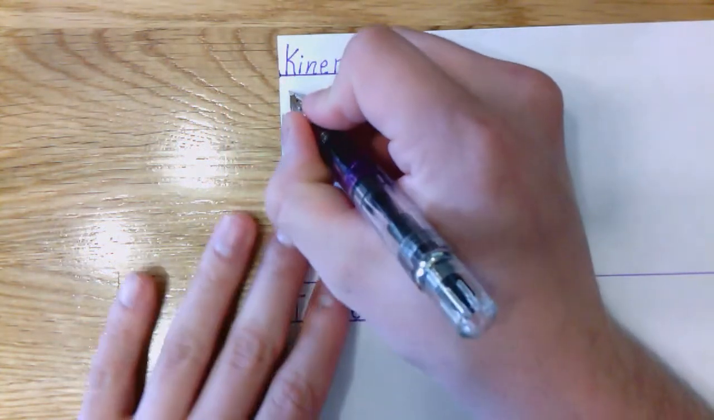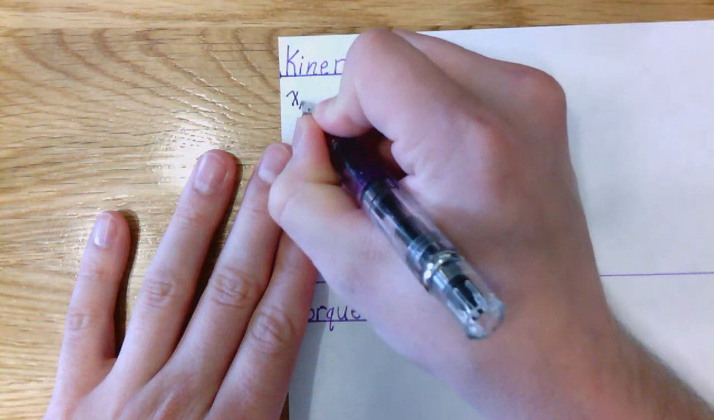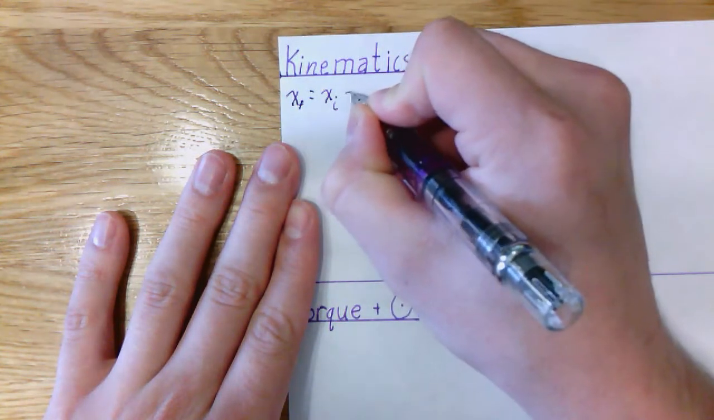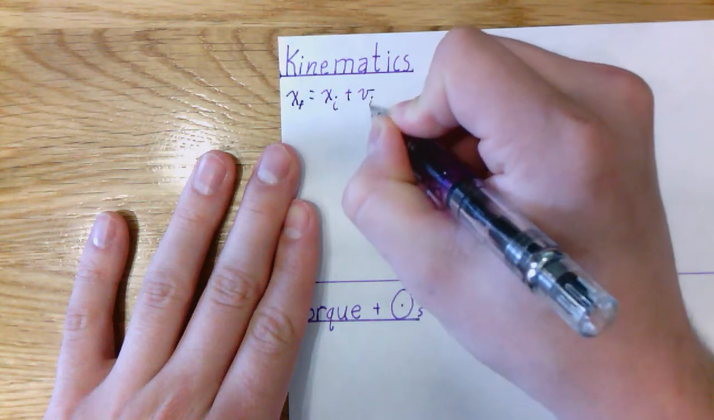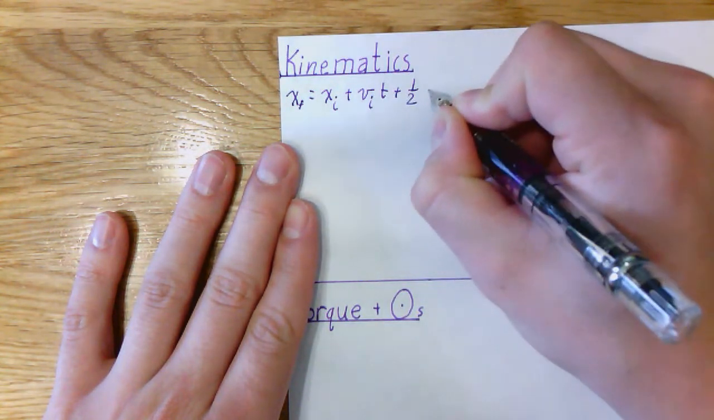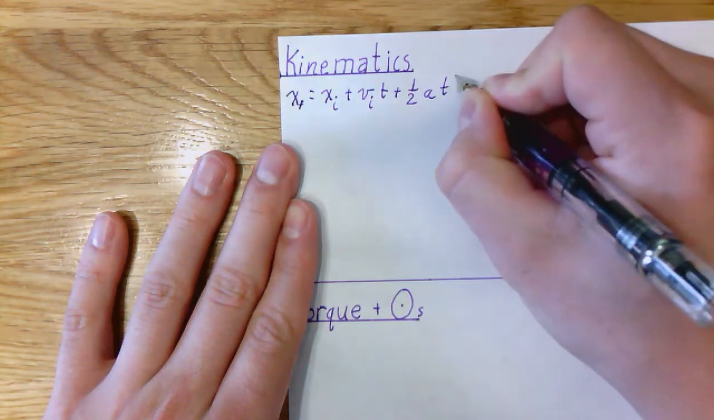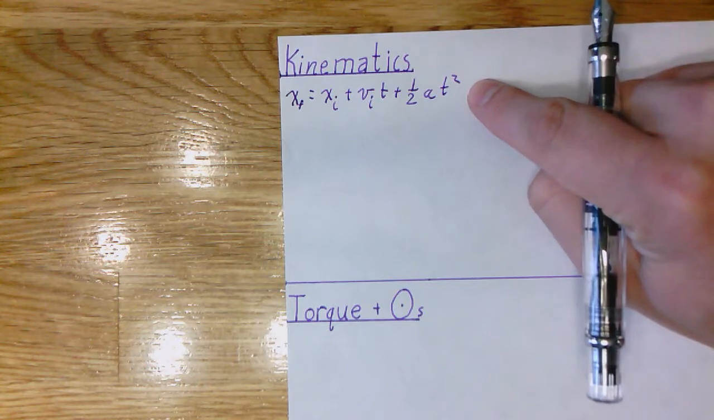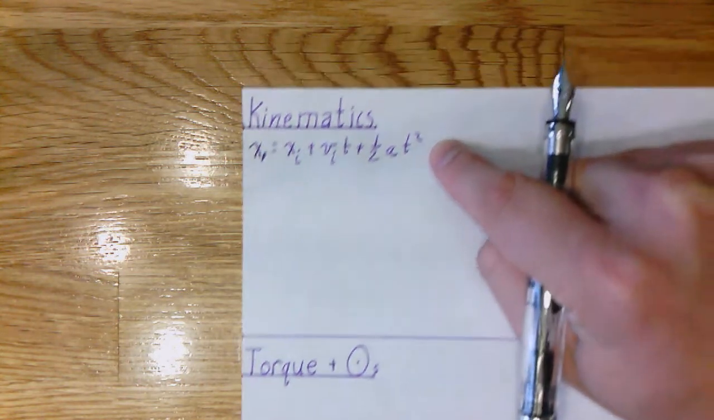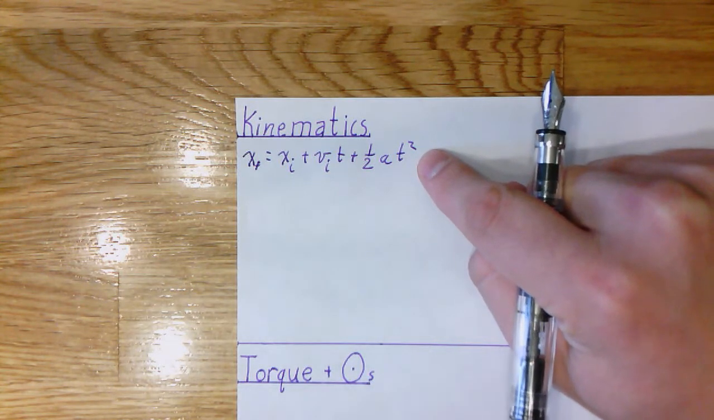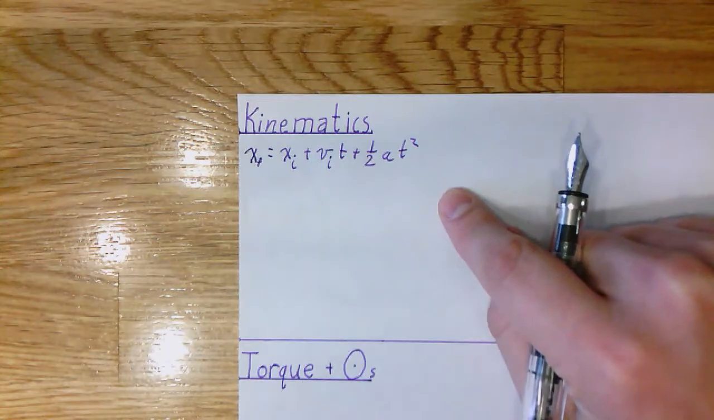So the first one is x final equals x initial plus initial velocity times time plus 1/2 acceleration times time squared. Don't forget that squared. That's where 90% of people miss this problem or mess it up, is they don't square that time. That's like a math problem. Be good at math, please. Okay, so there's our position equation.